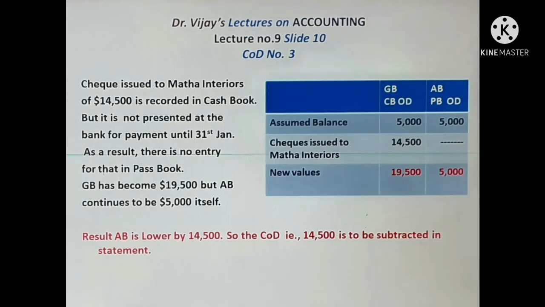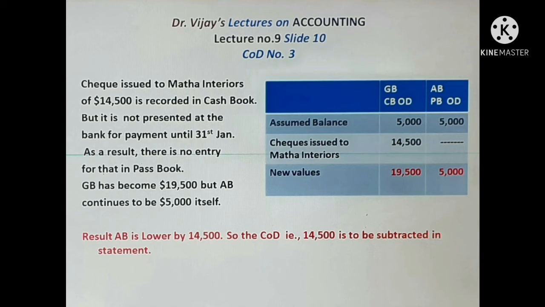Slide 10 explains whether cost of difference number 3 is to be added or subtracted. The check issued to Mada Interiors of $14,500 is recorded in the cash book, but it is not presented at the bank for payment until 31st January. As a result, there is no entry for that in the passbook. The given balance has become 19,500, but arrived balance continues to be 5,000 itself.